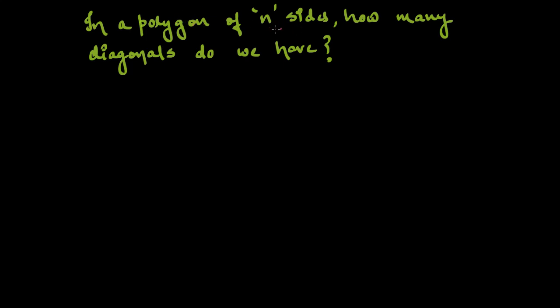In a polygon of n sides, how many diagonals do we have? So let me try to answer this using two different approaches. Let us start with the first approach.